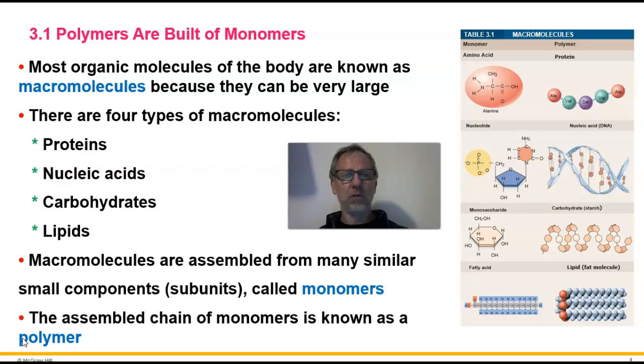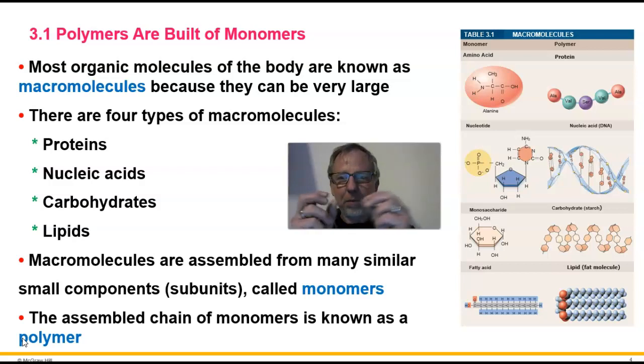Now, macromolecules are assembled or built from many similar small components or subunits. And these little components, molecular components or subunits, are called monomers. Monomer. Mono means one, and mero means part. This is Greek or Latin. So science uses Greek and Latin to make scientific terms. So think of monomers as little building blocks.